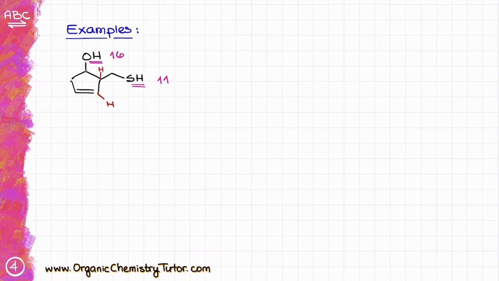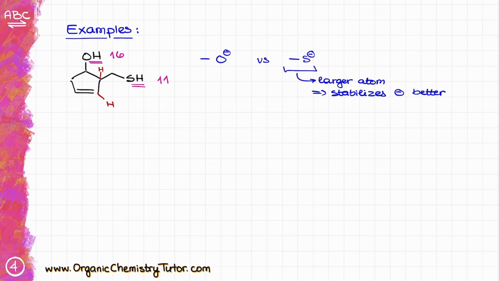And of course, if I needed to employ my factors for why thiol is more acidic than OH, I can always argue that when I have O- versus when I have S- for my conjugate base, sulfur is a much larger atom, which means that it's going to stabilize the negative charge much better than a smaller oxygen atom.